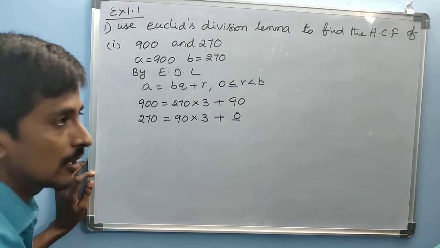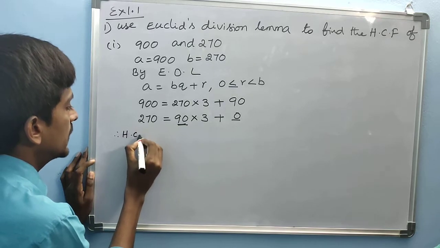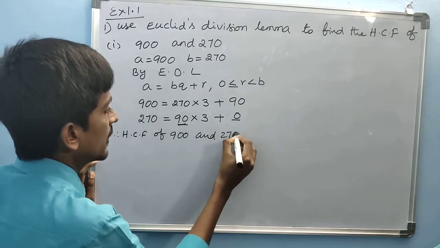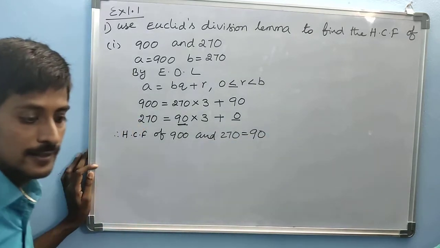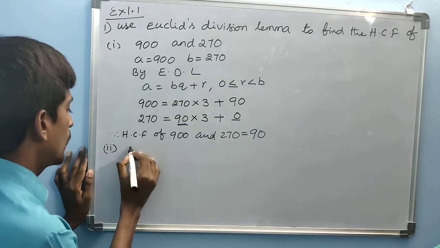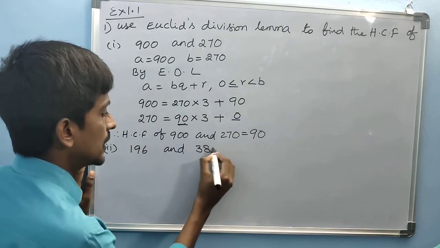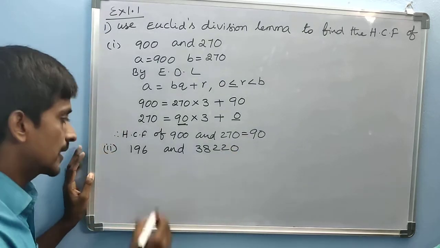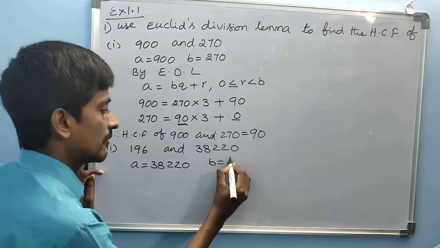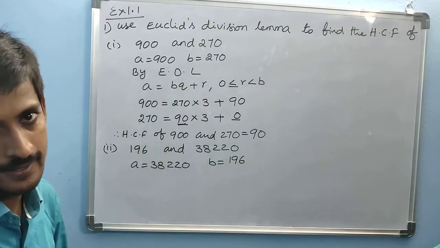So here R equals 0. Therefore the HCF is the B value. So HCF of 900 and 270 equals 90. That is the first one. The second one is 196 and 38,220. A equals 38,220, B equals 196, because A is the bigger number and B is the smaller number, you will take.